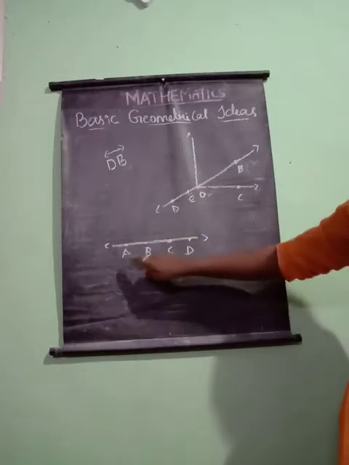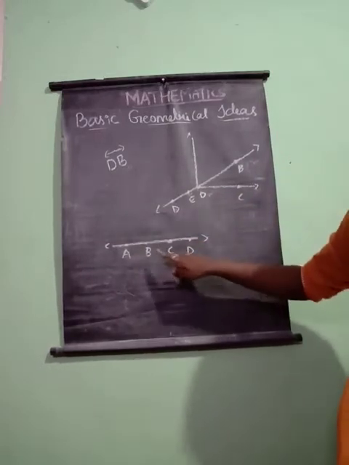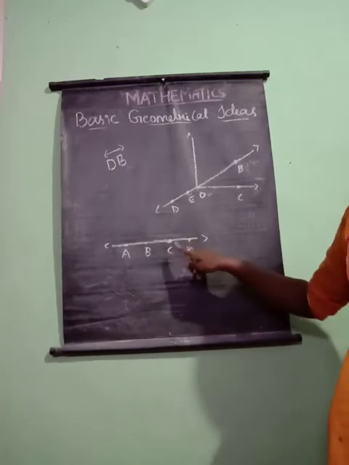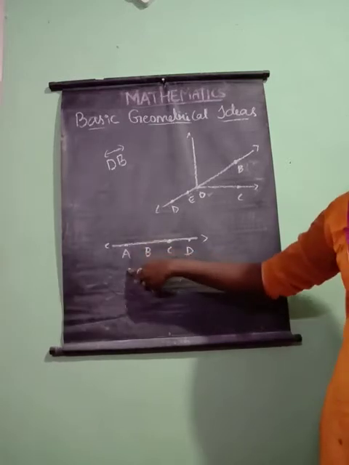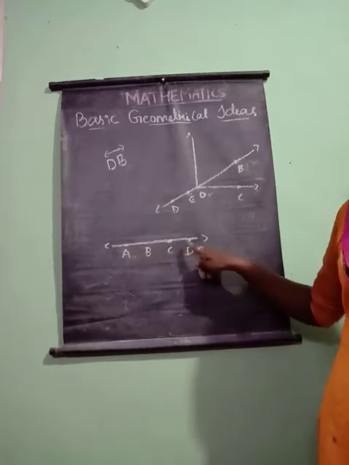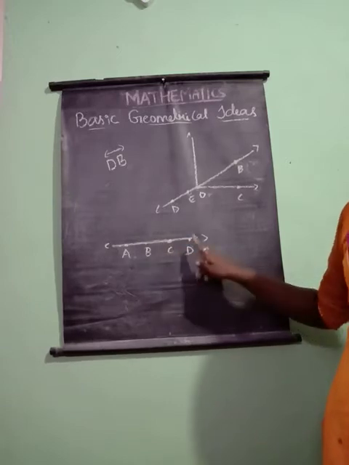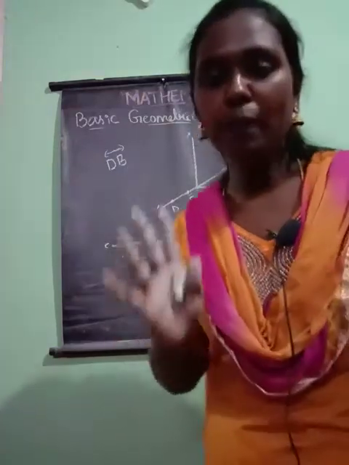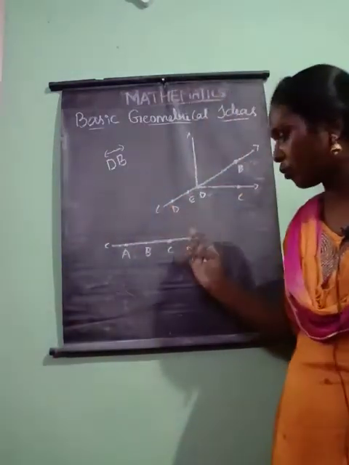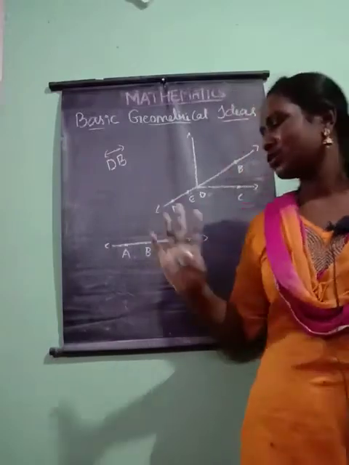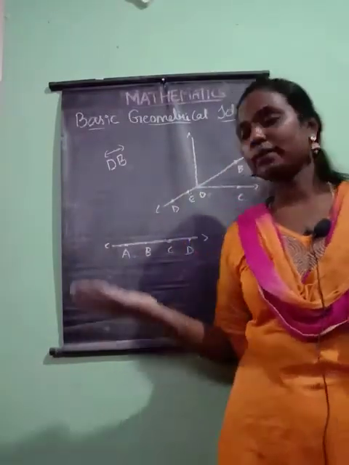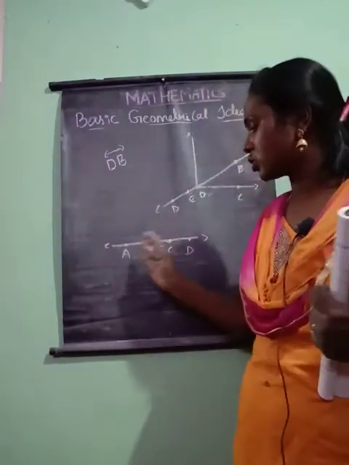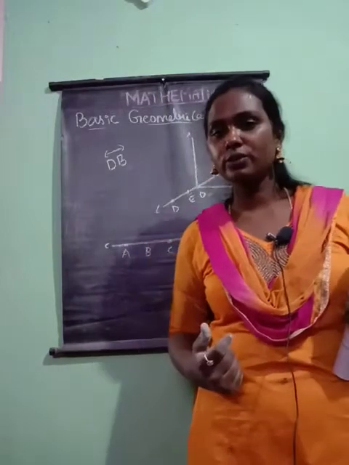lines using only 2 letters, not 3 or 4 letters at a time. Okay. So AB, AC, AD, BC, BD, CD, BA, CA, DA, CB, DB, DC. These are all the 12 possible lines from the given 4 points. Understood? So the line can be in reverse or in forward order, because we have to mention 12 lines. Have you understood this? Yes.